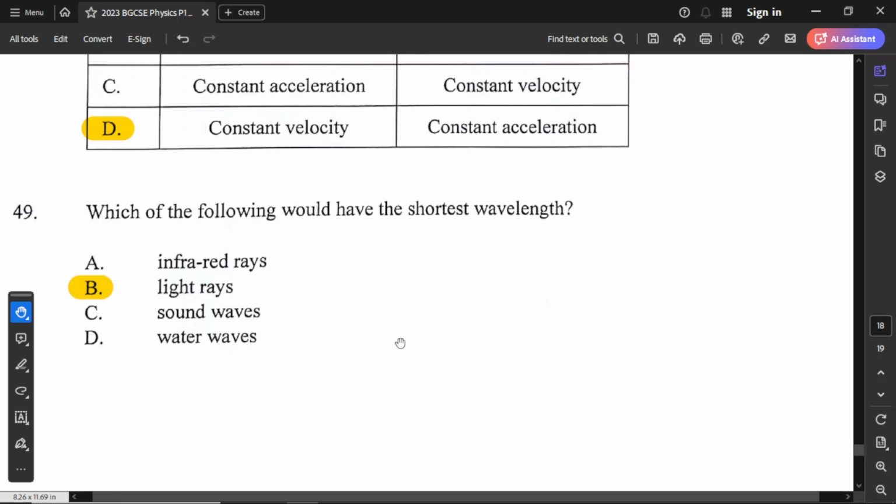For 49, it said, which of the following would have the shortest wavelength? In this case, you have infrared, we have light rays, and light rays will definitely be the shortest one right there. We have sound and water.